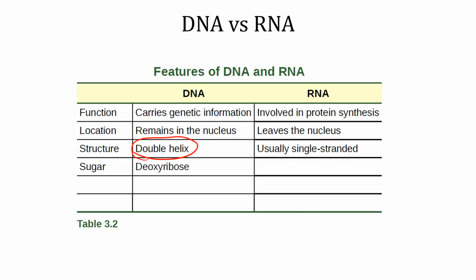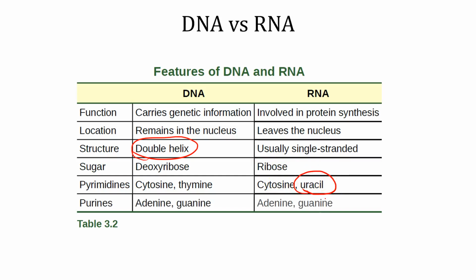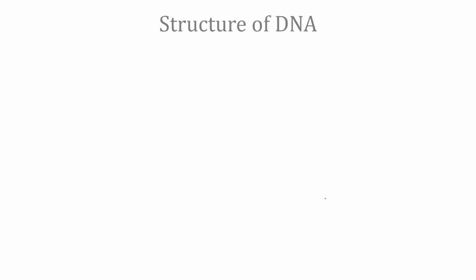Sugar, we already said this: DNA has a sugar called deoxyribose, whereas RNA has a sugar called ribose. And then the pyrimidines are going to be cytosine and thymine in DNA, and cytosine and uracil in RNA. So DNA and RNA are a little bit different because RNA does not have thymine. Instead, it has uracil, whereas the purines are exactly the same between the two groups. Okay. All right, so now looking at DNA.